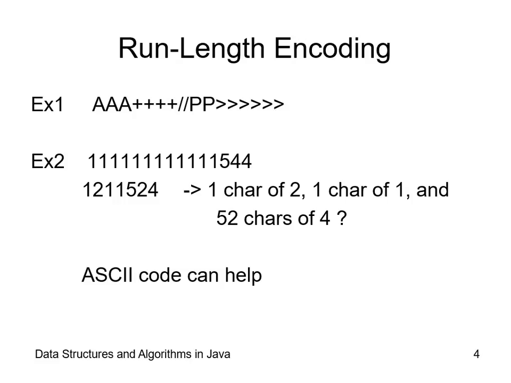For example, let's say you have the digits 1111111111115 44. Let's say 1 byte represents one number, just as an example. So how many bytes do we need? 1, 2, 3, 4, 5, 6, 7, 8, 9, 10, 11, 12, 13, 14, 15. Agree? This one will need 15 bytes to store. Can we use less than 15 bytes to maintain this value?